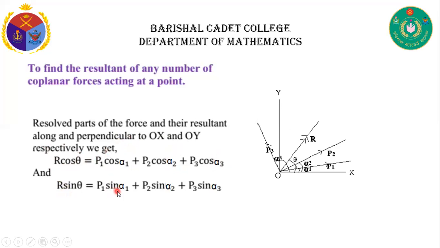Here it is along the y-axis. So along the y-axis, R sine theta is the resolved part of the resultant, and here is the resolved part of all forces. P1 sine alpha 1 is the resolved part of P1 along OY, P2 sine alpha 2 is the resolved part of force P2, and P3 sine alpha 3 is the resolved part of force P3. So boys, here we see that the resolved part of the resultant equals the resolved part of all forces.